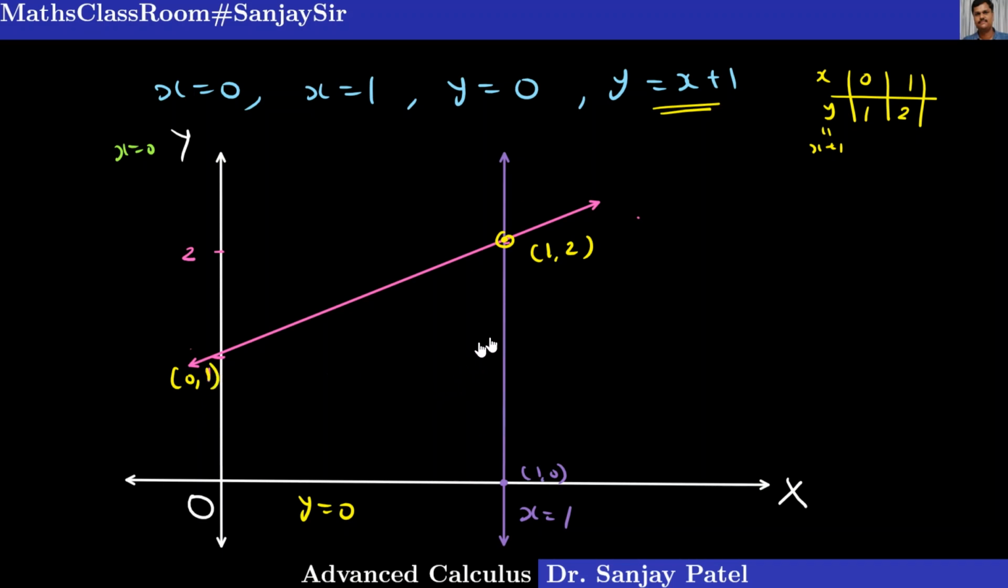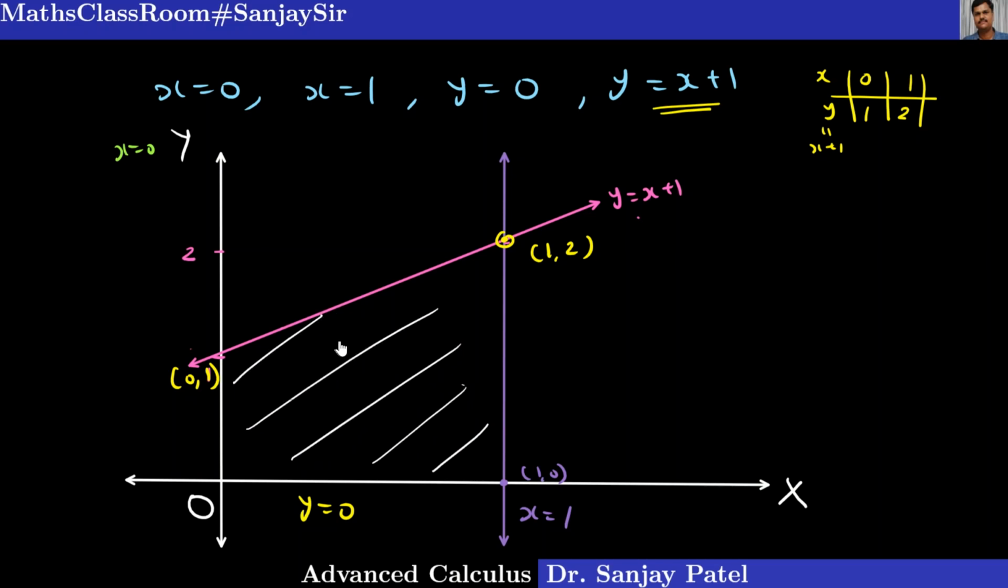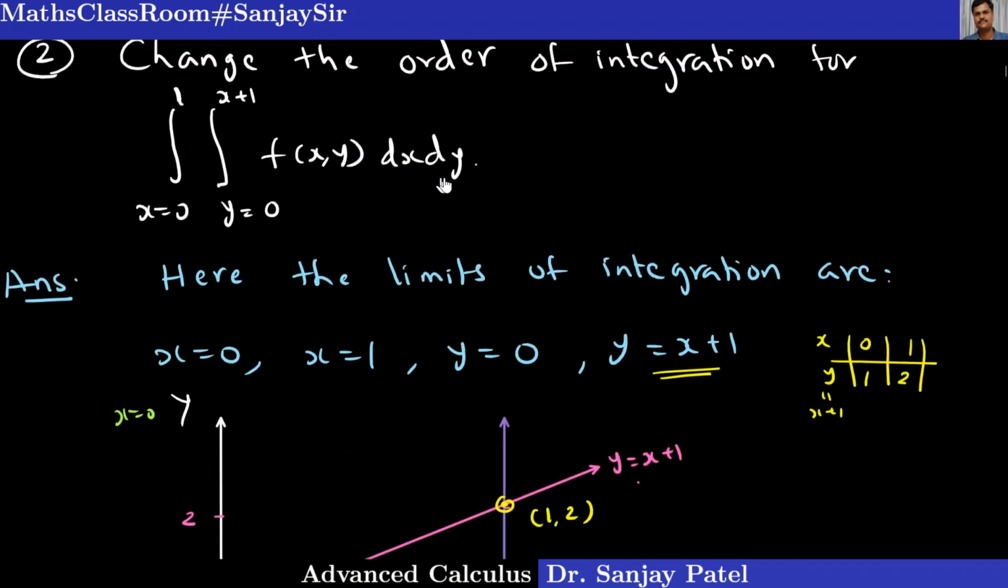Okay, so the region of integration is the area bounded between these four lines or these four curves. This is y is equal to x plus 1, this is x equal to 0, this is x equal to 1, and y equal to 0. So the region of integration is the region between these, and this is our region of integration. Okay. Now we are given the order of integration like this in the problem.